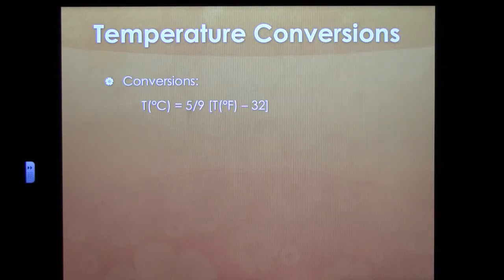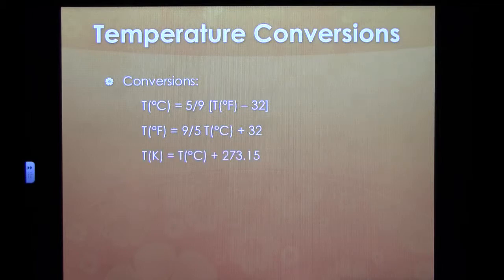Temperatures can be converted from one scale to another. To convert from degrees Fahrenheit to degrees Celsius, we must take the temperature in degrees Fahrenheit, subtract 32, and then multiply that quantity by 5/9. To do the opposite, change a temperature from degrees Celsius to degrees Fahrenheit, we have to take the temperature in degrees Celsius, multiply it by 9/5, and then add 32 to that quantity.